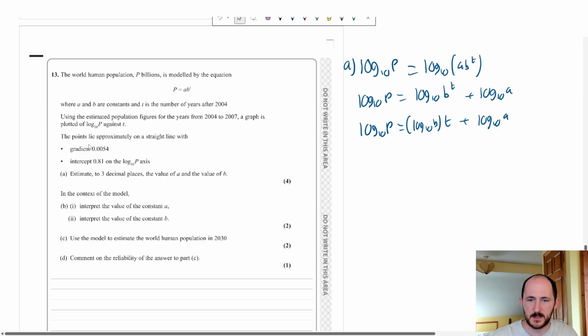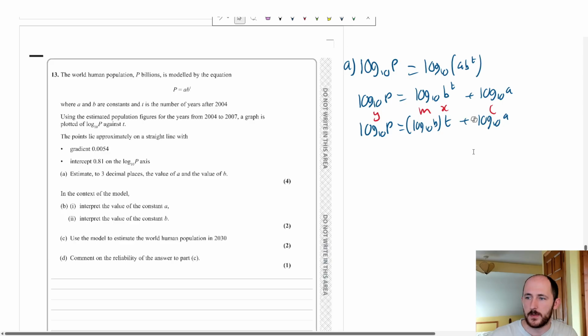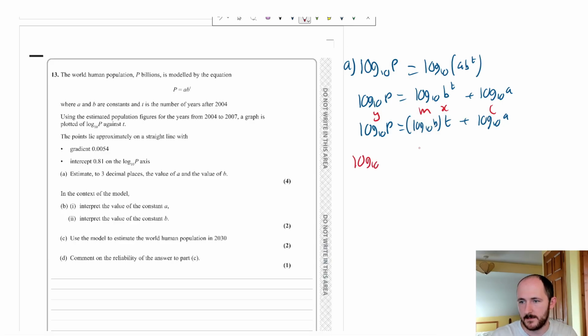Now it says find the values of a and b. Now what does it tell me? It tells me the gradient is 0.0054. Well, what's the gradient of this graph if we look at it as y equals mx plus c? Well, the gradient is log 10b, which means log 10b must be 0.0054. To get rid of the log 10, all we need to do is raise everything to the power of 10. How many significant figures? To 3 decimal places.